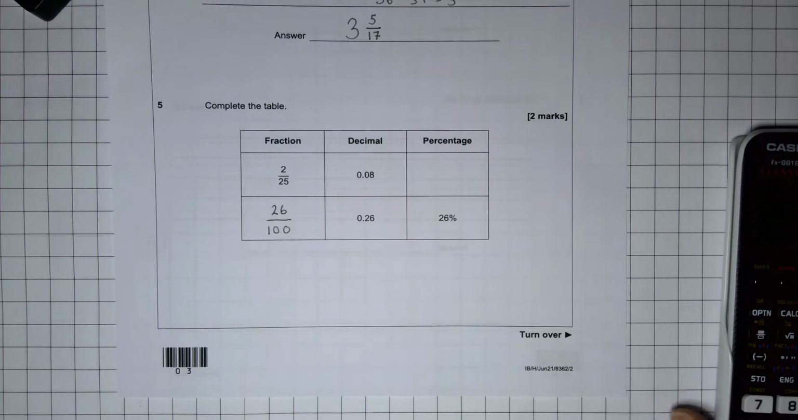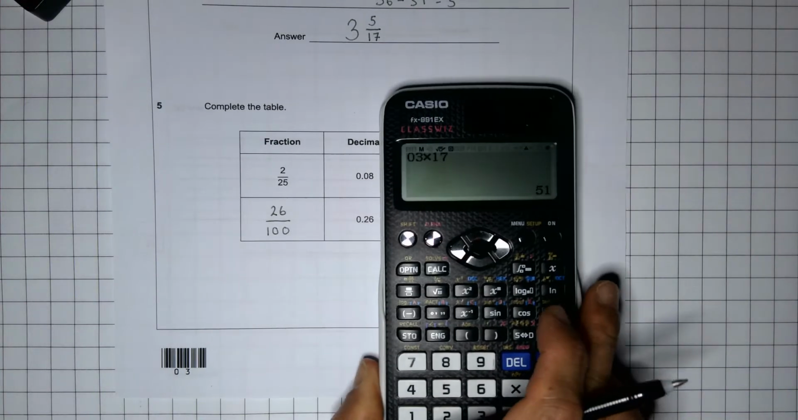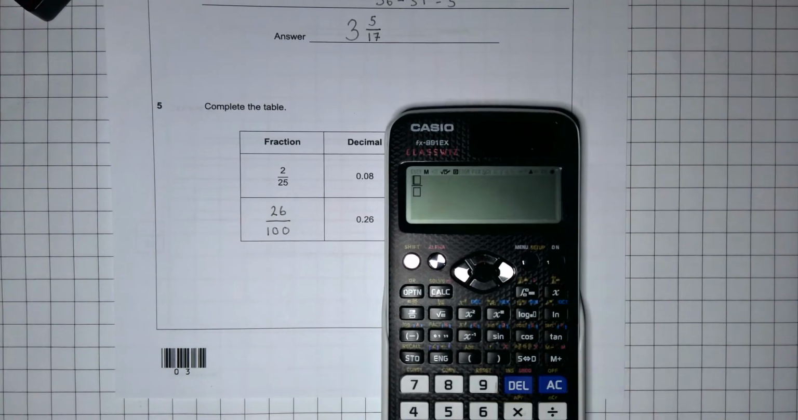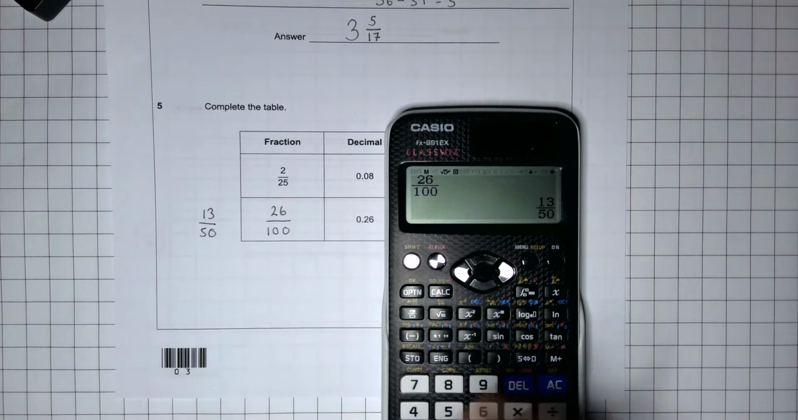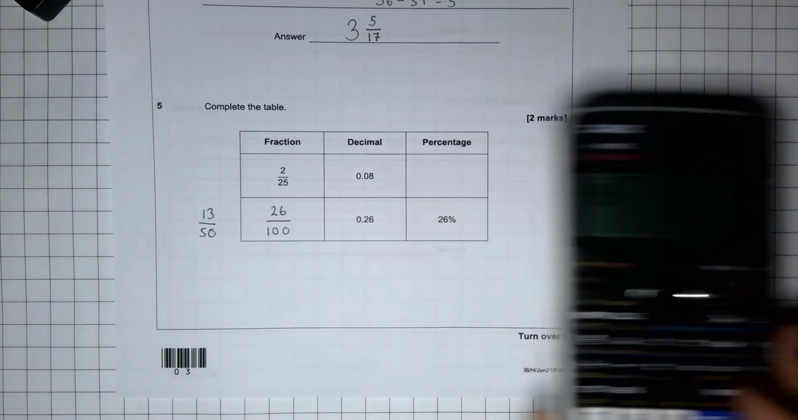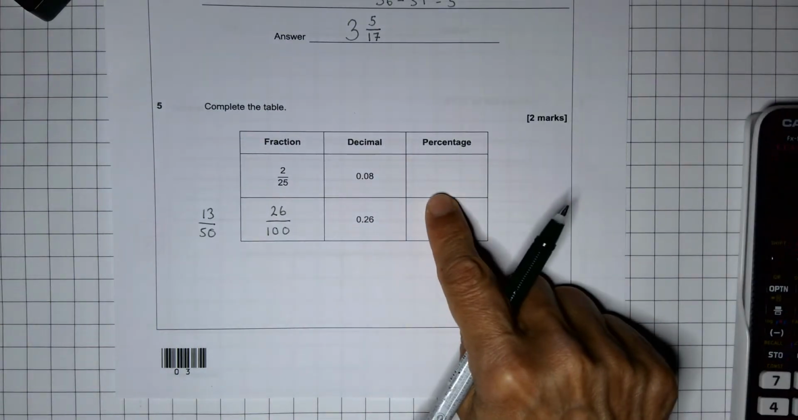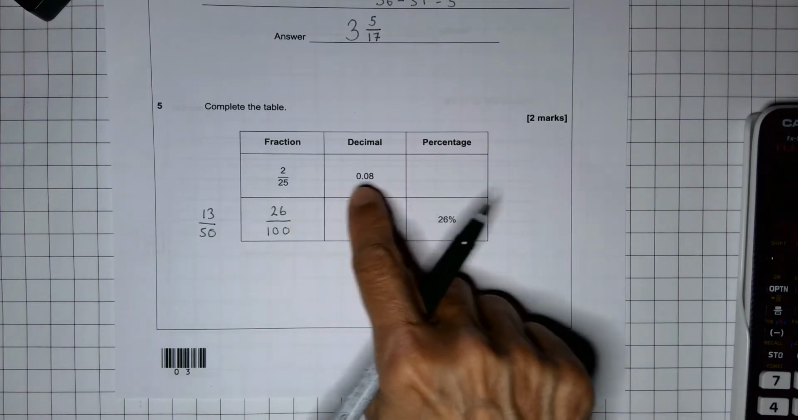But if you have a calculator, you can simplify it anyway, because you can put 26 out of 100 into your calculator, and when you press equals, it changes it to 13 out of 50. So if you wanted to, you could have had 13 out of 50 here, and that would also have given you the mark.